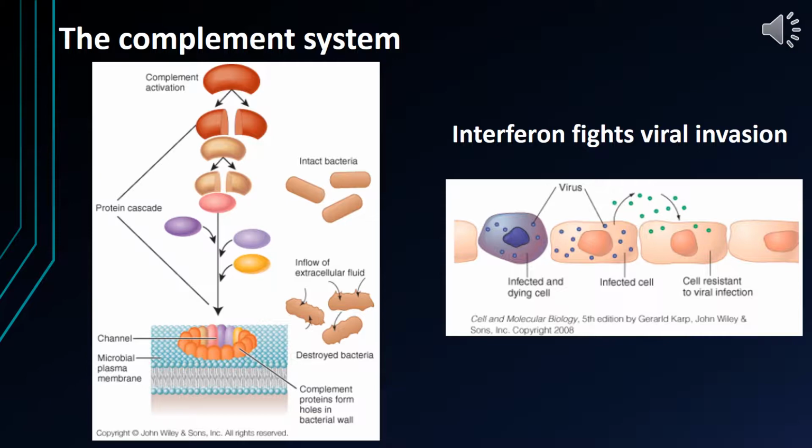Then at the right is a diagram of how interferon fights viral invasion. And remember that we use interferon most often against viruses. But anyway, in this diagram we have an infected and dying cell which has been infected by this virus. And then we have an infected cell which isn't quite to that point yet. But anyway, this infected cell releases interferon, which is picked up by a neighboring cell, which essentially makes that cell resistant to this viral invasion, or rather it's prepared to deal with this virus.